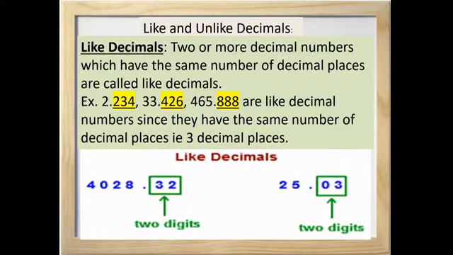Let us take another example. Here 4228.32 and 25.03. How many digits are there after the point? There are 2 digits after the point here, and here again there are 2 digits after the point. That means there are 2 decimal places for each decimal number. So these 2 decimal numbers are called like decimals.